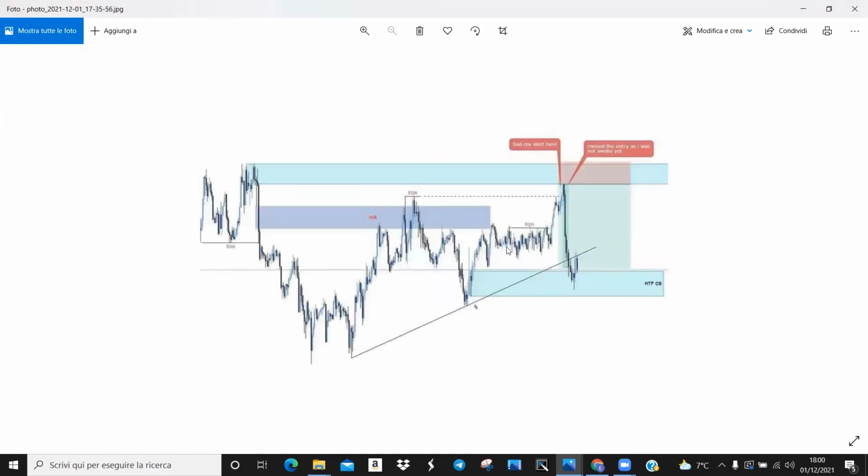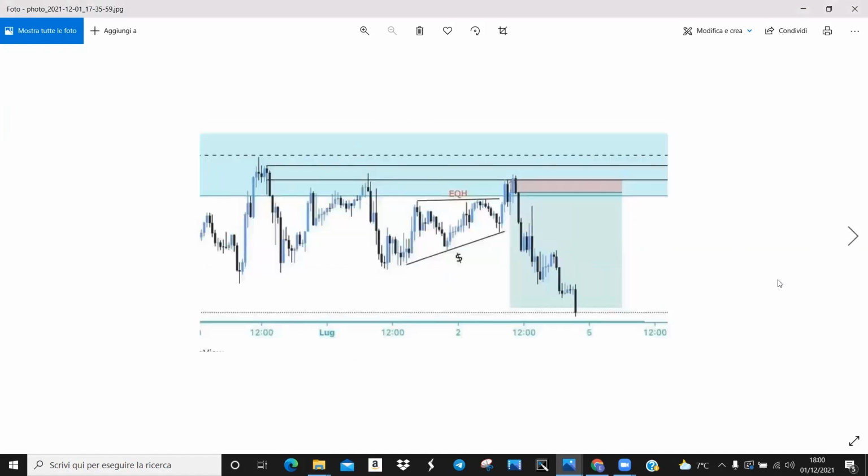So yes, C setup. Here, order block, imbalance, equal highs here, but not really on the way down, but also equal highs here. So still two types of equal highs. I would have preferred, as you know, on the way down, that here we have some high that we take out on the way up, but still this is an A setup.